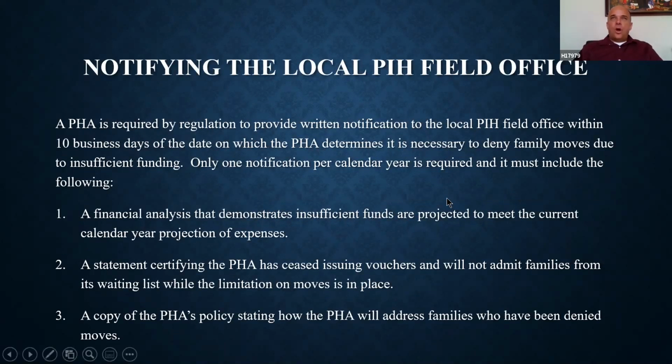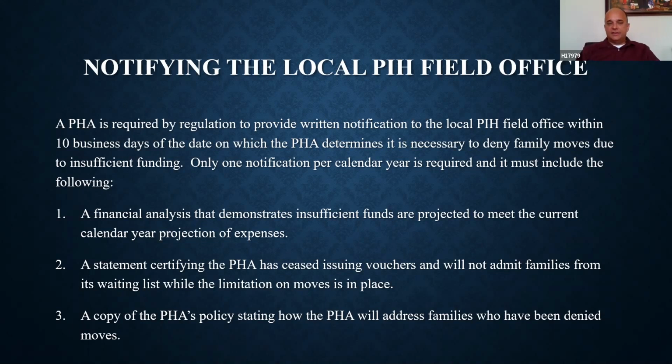One important requirement in making the decision to deny because of insufficient funding is a notice to the local field office. So the regulations require that a PHA provide the local PIH office notice within 10 days of the date that it determines that it's necessary to deny moves due to insufficient funding. Only one notification per year is required, and it must include the following.